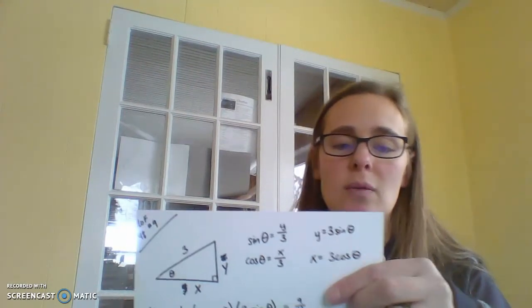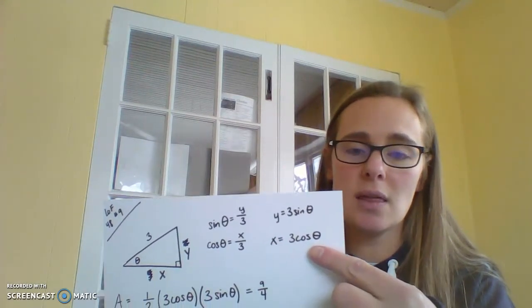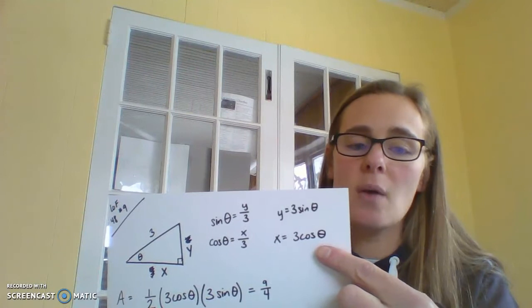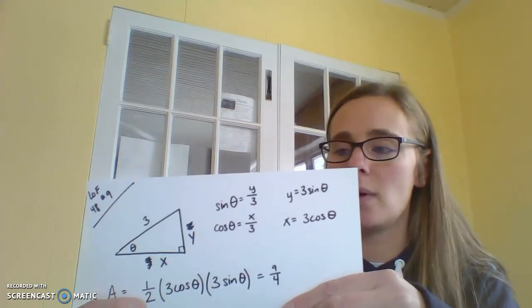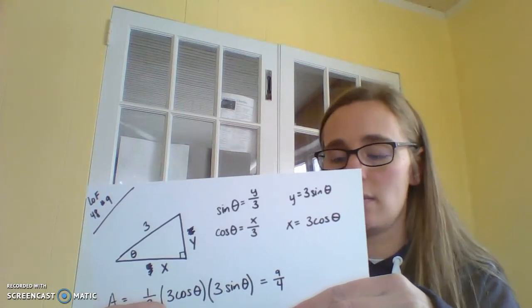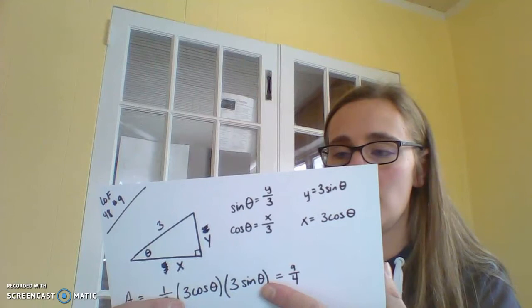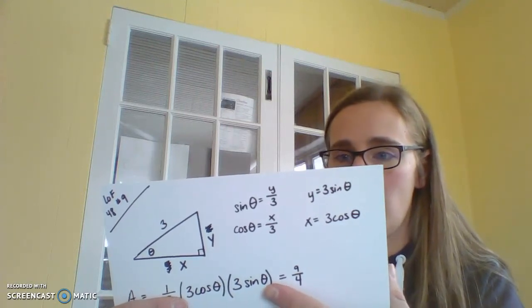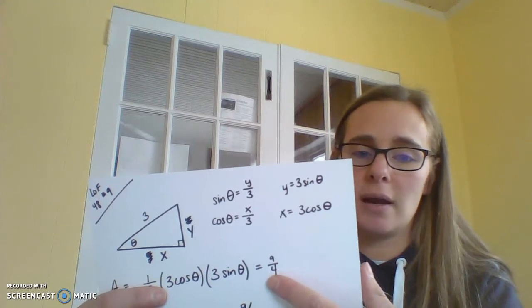So we multiply those both and we end up with that y is equal to 3 sine theta, x is equal to 3 cosine theta. And we can go ahead and plug them back into our area formula. So the area of the triangle is 1/2 the base, so 3 cosine theta, times the height, 3 sine theta, and then that we want to find the value for when that is equal to 9/4.